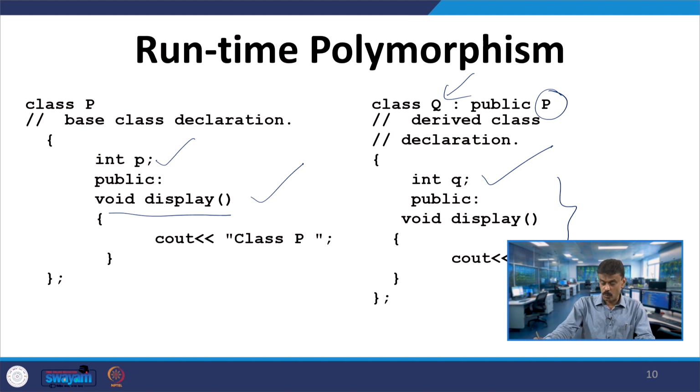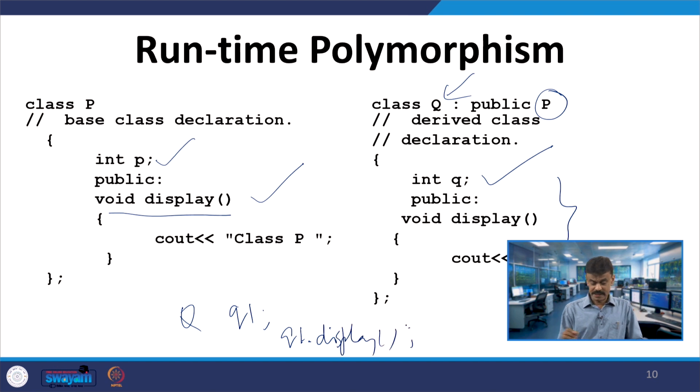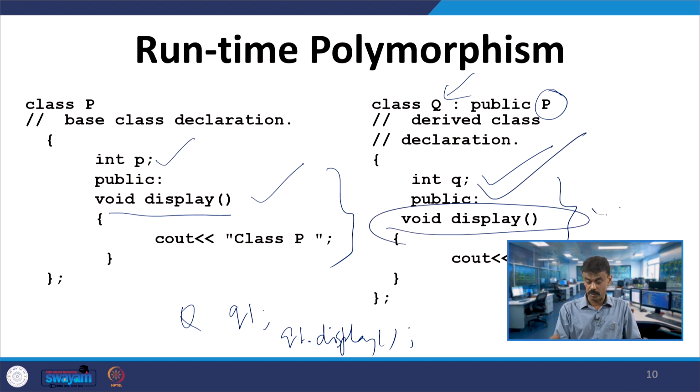Now when I create an object, let us say q1, under Q, and q1 invokes display, it has to override the base class and this function should be called. Then you call this runtime polymorphism. Maybe we will talk about one example.